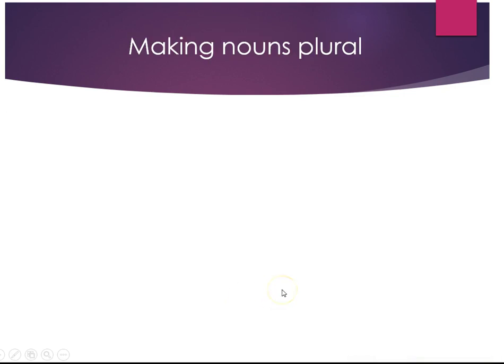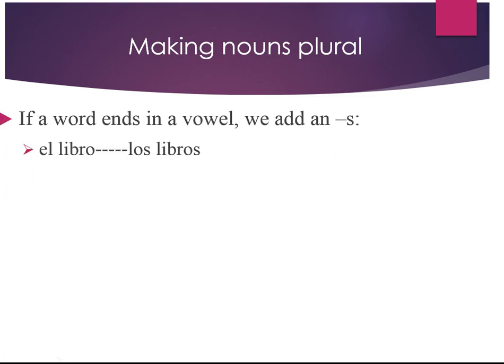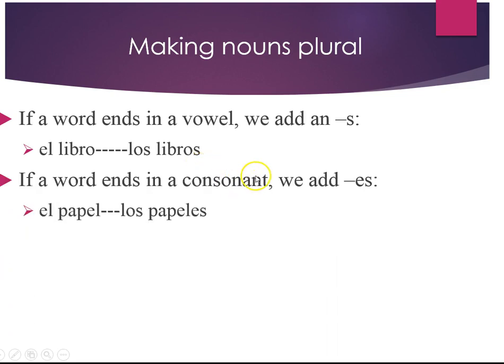All right. Now, how to make nouns plural? If a word ends in a vowel, we add an S. El libro, los libros. Very similar to what we do in English. If it ends in a consonant, we add an ES. El papel turns into los papeles.